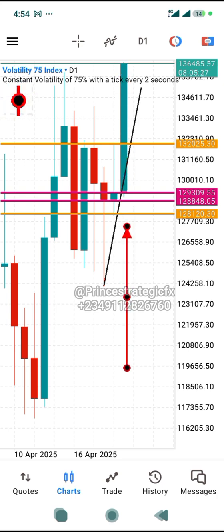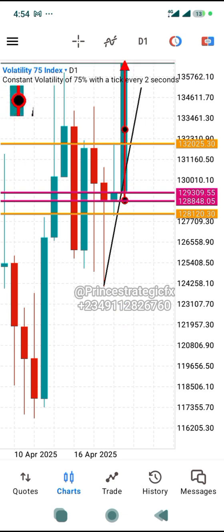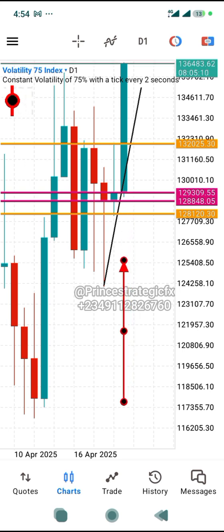That means every single person that is on a buy on Volatility 75 for today is actually making crazy money. Now this happens every single time, no matter the pair, whether you're trading Boom and Crash or Volatility 10, 25, and so on. This happens every single time.